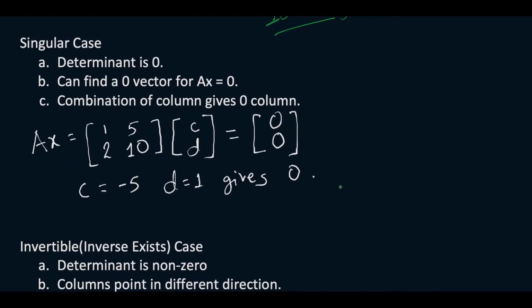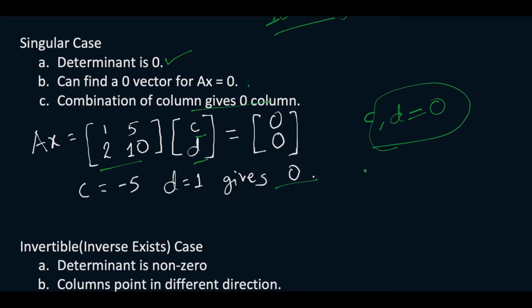Now what happens if the matrix is singular? If the matrix is singular, the determinant of that matrix is 0. You can find a non-zero vector x for Ax equals 0, that is, some combination of the columns will give us a 0 vector. Now consider this matrix 1, 2, 5, 10. If C equals minus 5 and D equals 1, this will give us 0. But in the case of a non-singular matrix, this is not possible. For a matrix to be non-singular or invertible, C and D have to be 0.